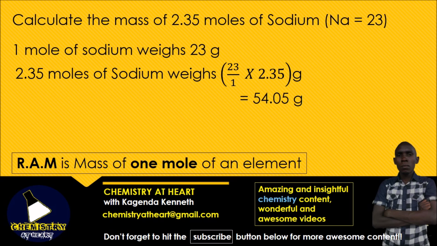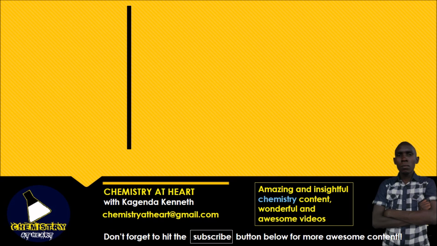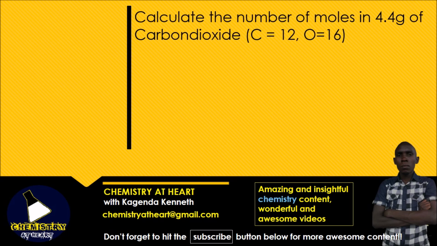And there are some more complicated examples on this, especially when you're given a compound in the question rather than an element, as we've been seeing in the previous 4 examples. Let's look at example 5 to drive this point home. Calculate the number of moles in 4.4 grams of carbon dioxide. Then in brackets they tell us C is equal to 12, O is equal to 16.